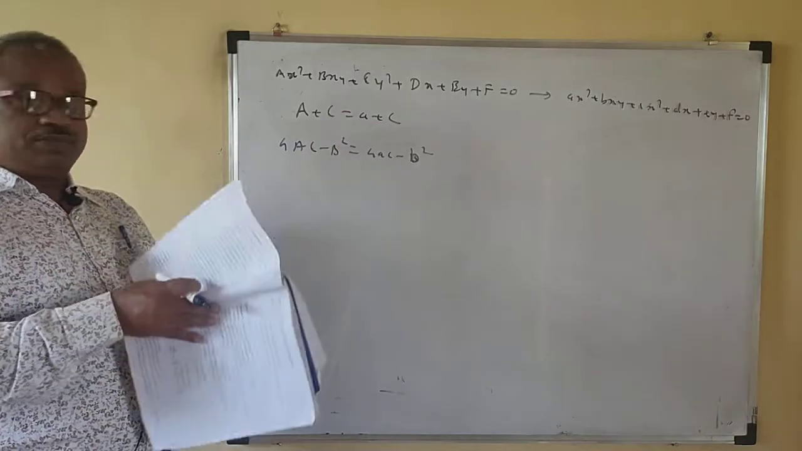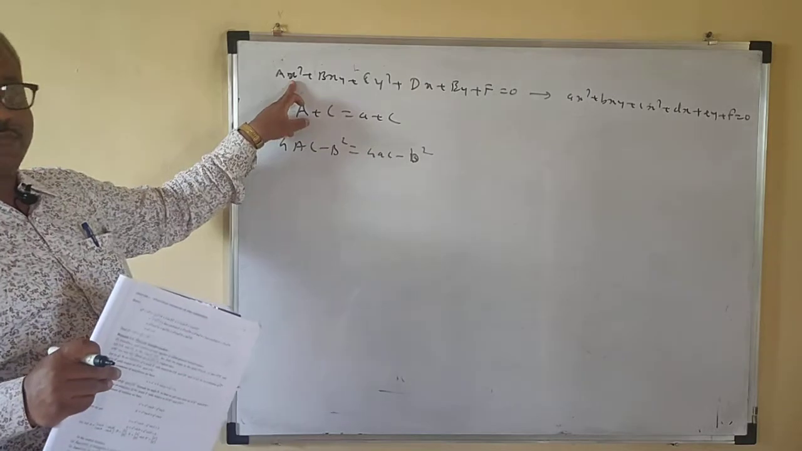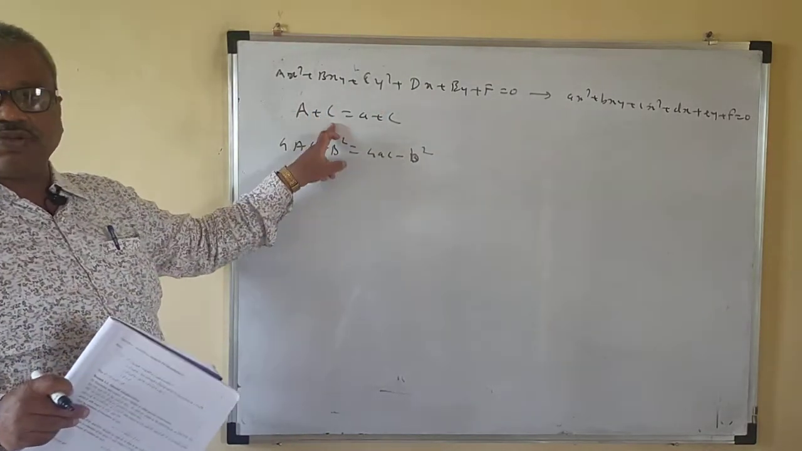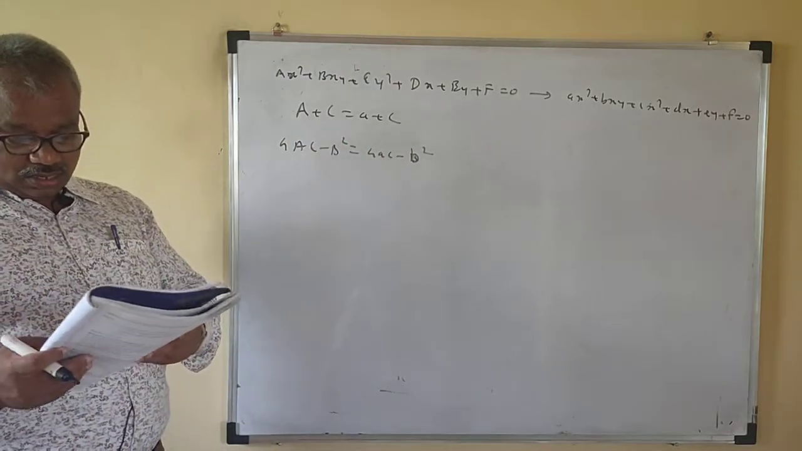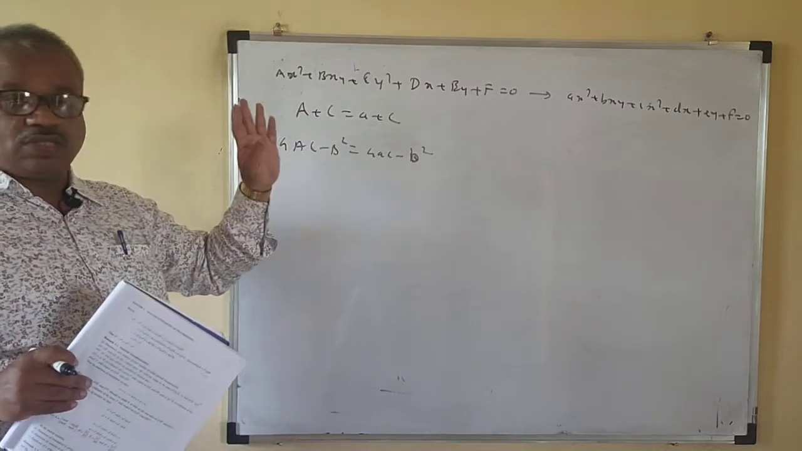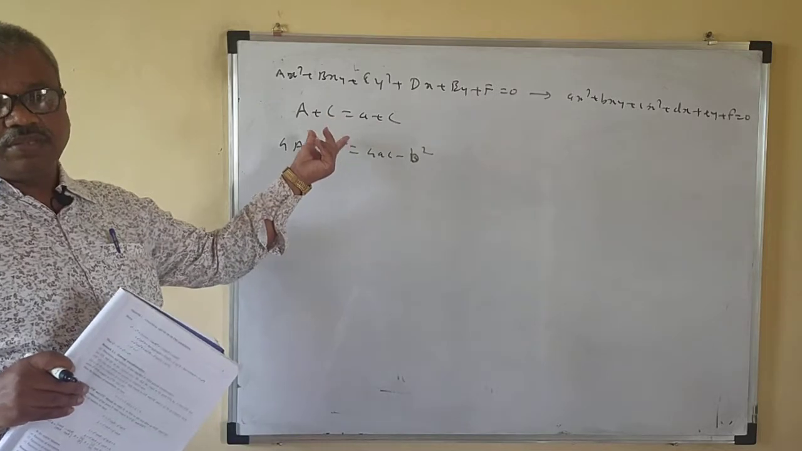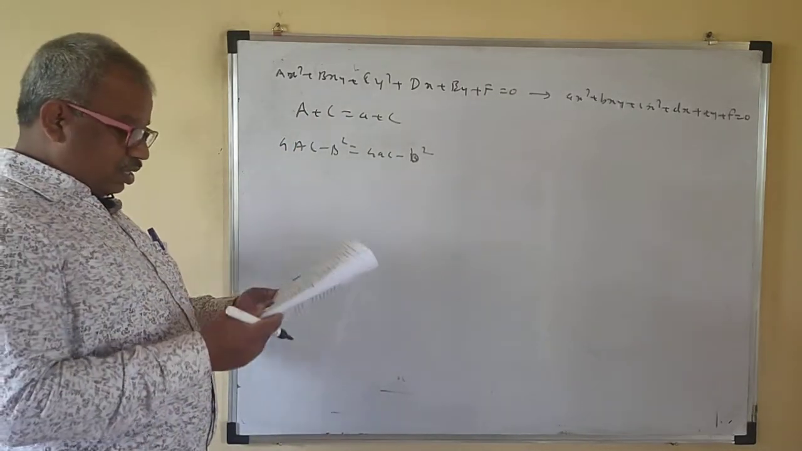So note this: A plus C is the same as a plus c. What is A? A is the coefficient of x square, and C is the coefficient of y square. The sum of the coefficients of x square and y square will be the same. This does not imply that capital A is the same as small a, or capital B is the same as small b. This sum is invariant: your A plus C will be the same as this small a plus c.